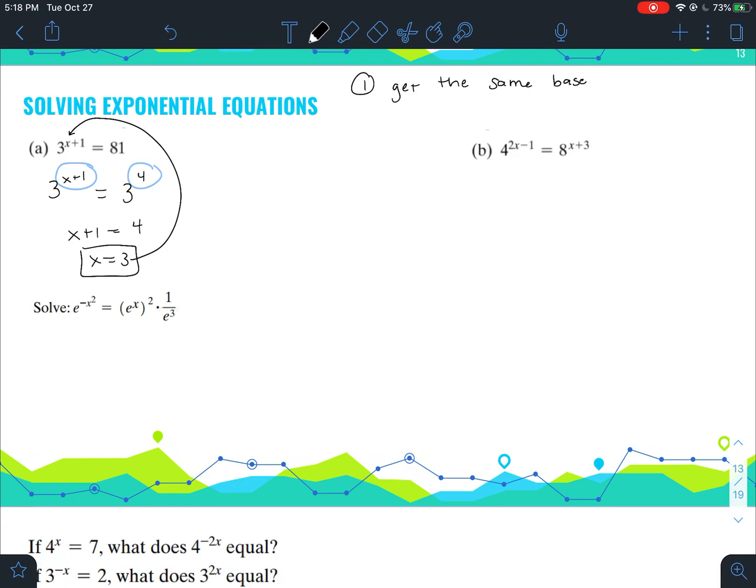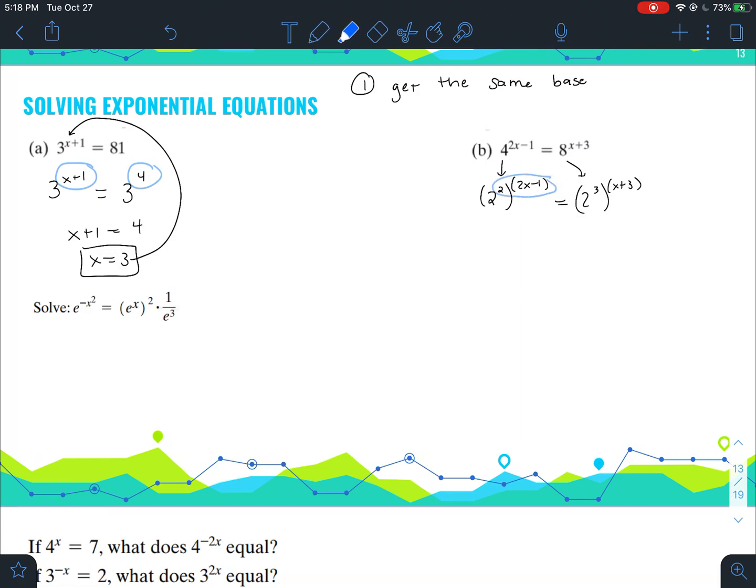On the next one, we have 4 to an exponent and 8 to an exponent. I can rewrite those both as base 2's. So 4 is 2 to the 2nd power, and then we still have the 2x minus 1 power. And then 8 is 2 to the 3rd power, and we still have the x plus 3 power. And you remember when it's in this form, you can distribute the exponent, so you can multiply the two exponents. But notice they're both base 2 now.